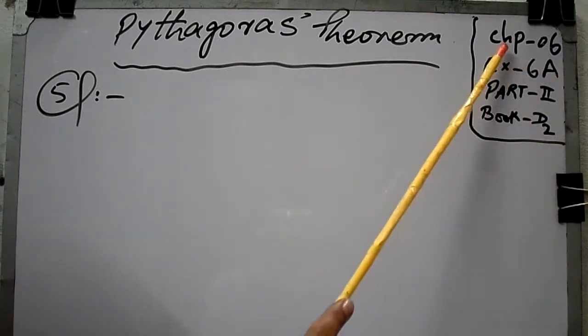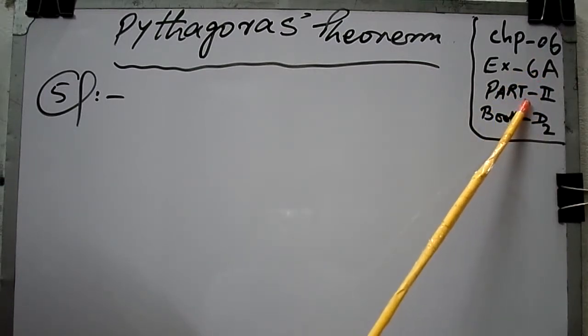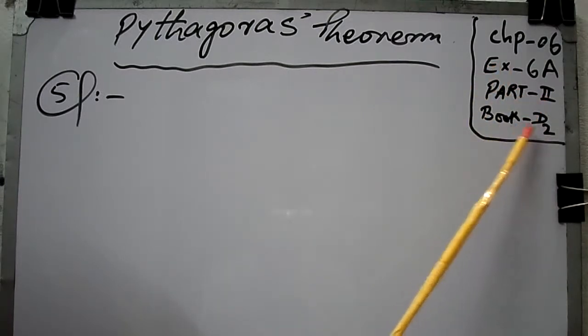Today we will discuss chapter number 6, exercise 6A, part number 2. This exercise is divided into two parts. Today we will discuss part number 2 because the first part we have completed. Book D2, Pythagoras Theorem. Question number 5: find the values of x and y in the given diagram.